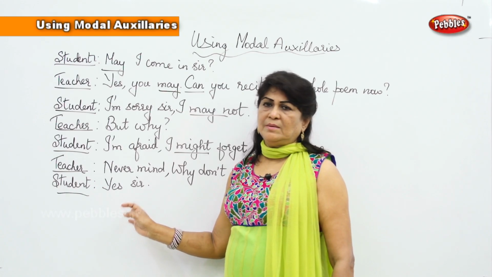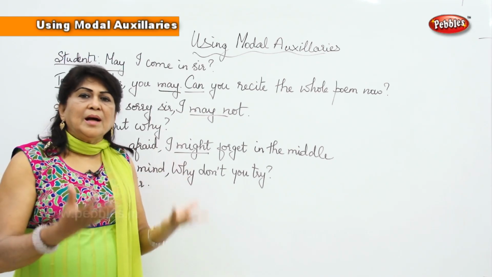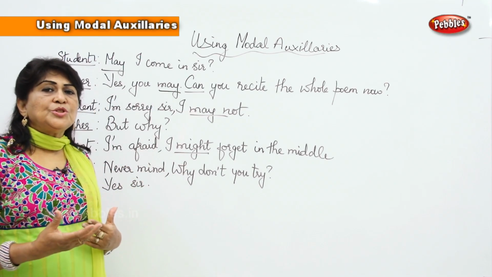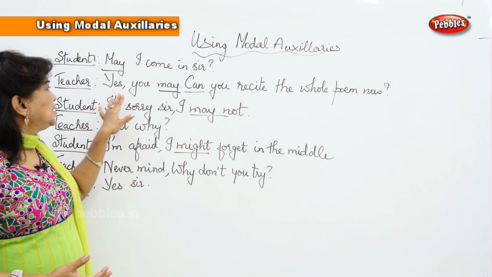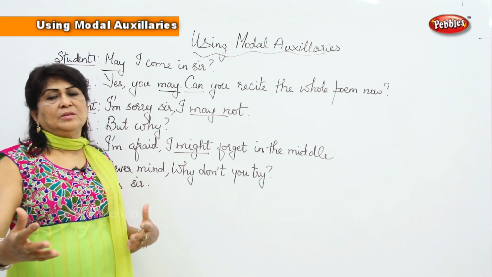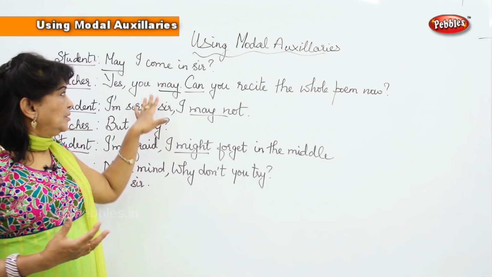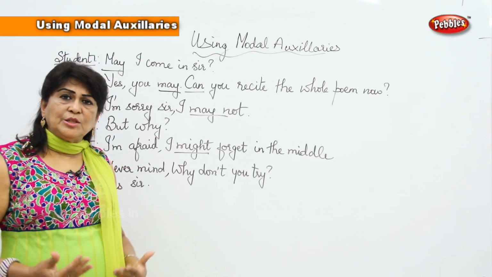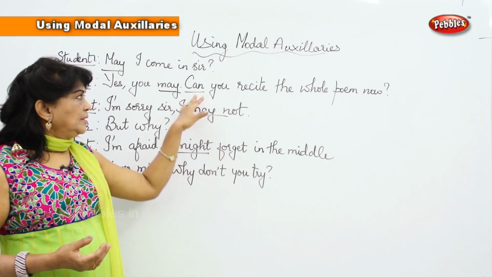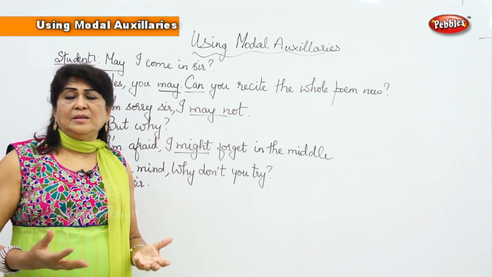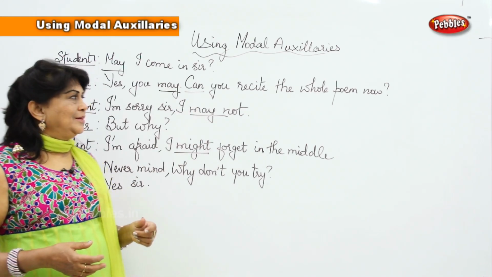See, first we have may I come in. So that's asking permission to enter in. That is seeking permission. And teacher says yes, you may, giving permission to enter. Can you recite the whole poem now? Here he talks about the ability, whether the student is able or capable enough to recite the whole poem then.